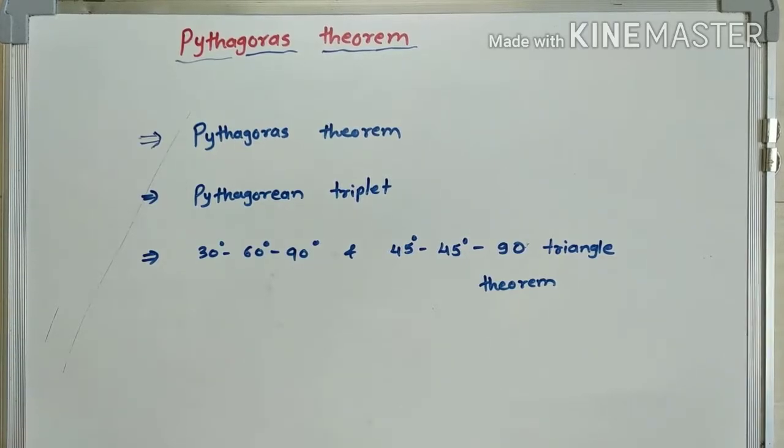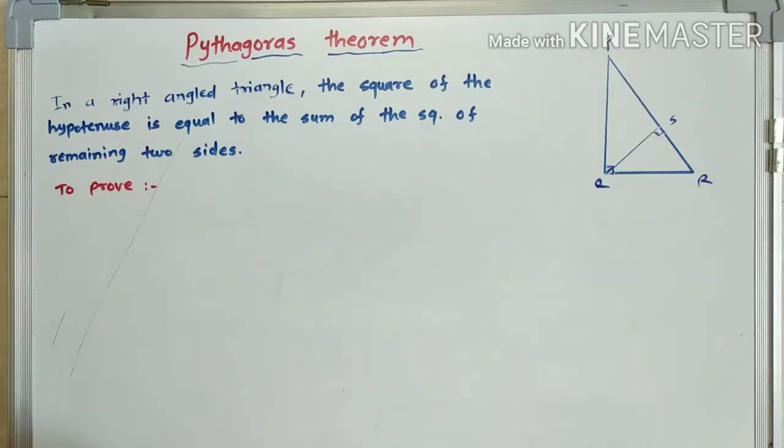This is part 2 of chapter Pythagoras theorem. In this video we will study the proof of Pythagoras theorem, Pythagorean triplet, the 30-60-90 degree and 45-45-90 degree triangle theorem. First we will see the proof of Pythagoras theorem.